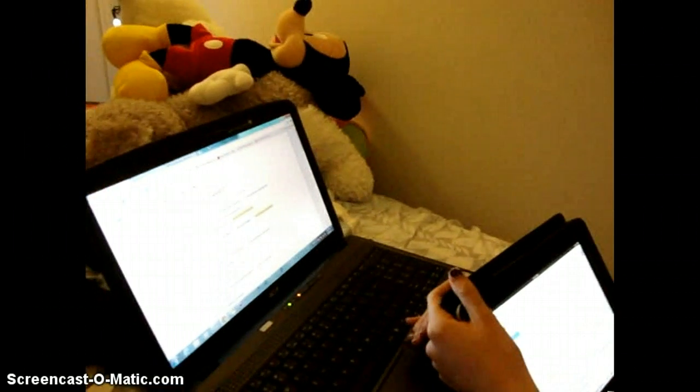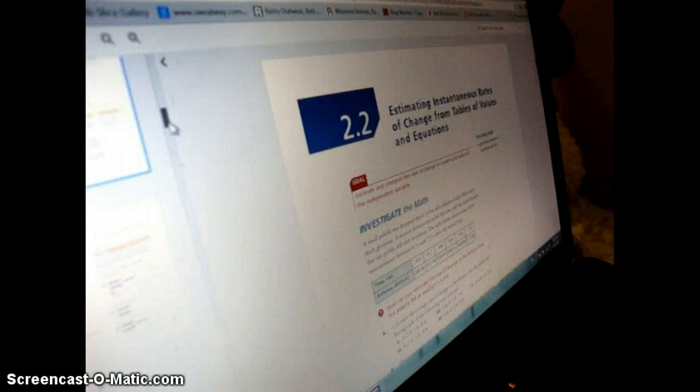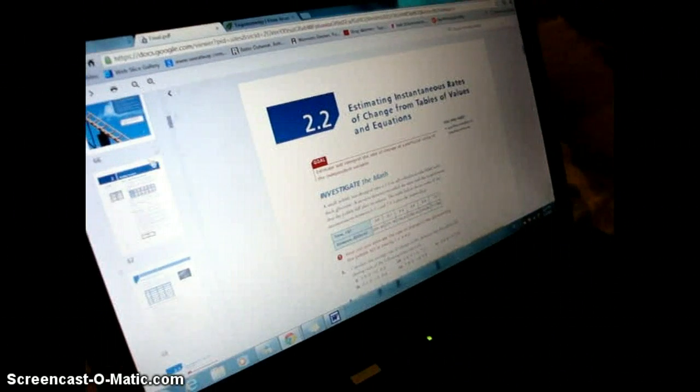Usually students will leave their textbooks at home when they need it at school, or they'll leave it at school when they need it at home, and they can't do the homework and they may fall behind in the lesson. So here's a link to an online textbook. It's just our advanced functions textbook, all the chapters, except it's all online.